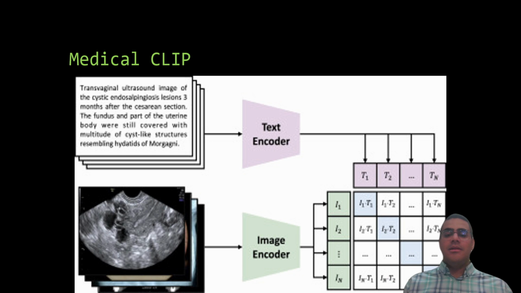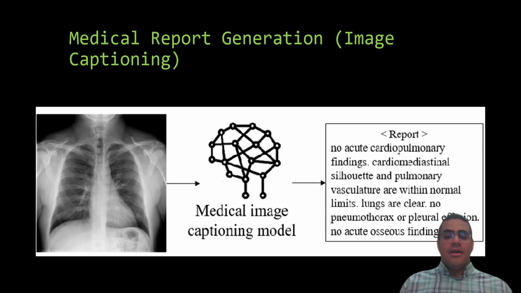CLIP was a model, I believe, developed by OpenAI. It maps the texts and the images into the same shared space, and it hopes to put similar texts and images closer together, and different texts and images far from each other. Okay, this is what CLIP does.